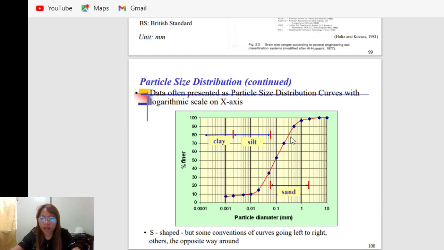So we have this clay. The boundary between the clay and silt is this one, which I think is, if I'm not mistaken, 0.002. And between the silt and sand, the boundary is this, 0.006, I guess.